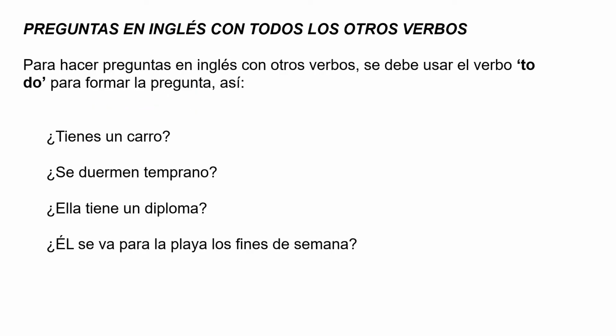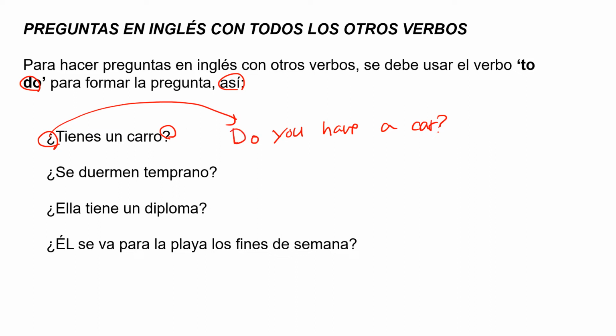Preguntas en inglés con todos los otros verbos. Para hacer preguntas en inglés con otros verbos, se debe usar el verbo to do para formar la pregunta así. ¿Tienes un carro? Tienes. You have a car. But this is a question. And then Spanish, this question in English, do. Do you have a car?